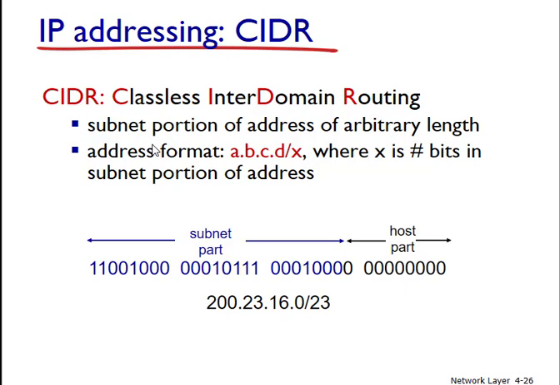Before CIDR was adopted, the network portions of an IP address were constrained to be 8, 16, or 24 bits in length, an addressing scheme that was known as classful addressing, since subnets with 8, 16, and 24-bit subnet addresses were known as Class A, Class B, and Class C networks respectively. The requirement that the subnet portion of an IP address be exactly 1, 2, or 3 bytes long turned out to be problematic for supporting the rapidly growing number of organizations with small and medium-sized subnets.